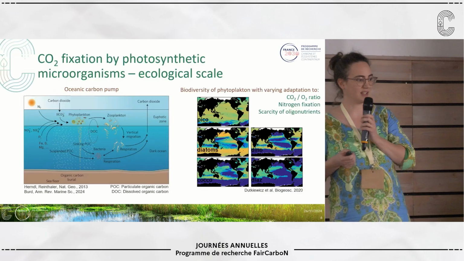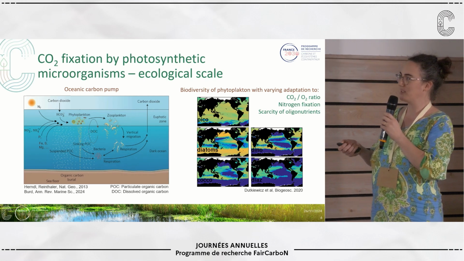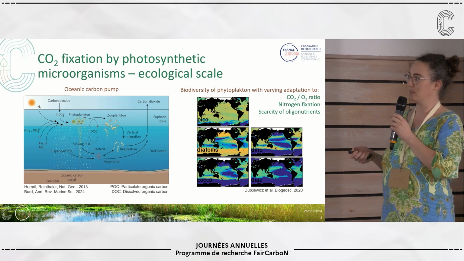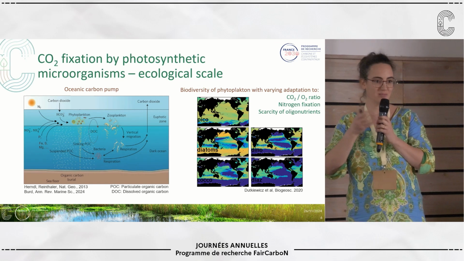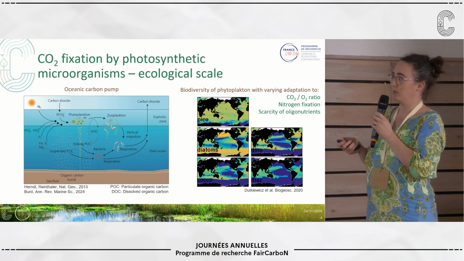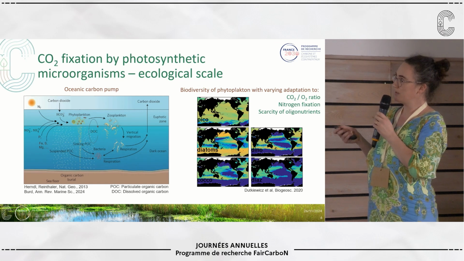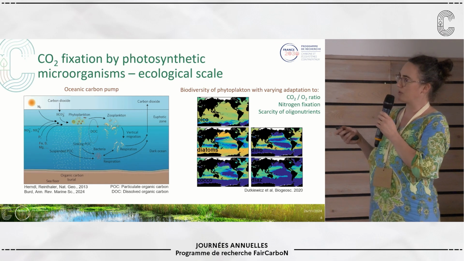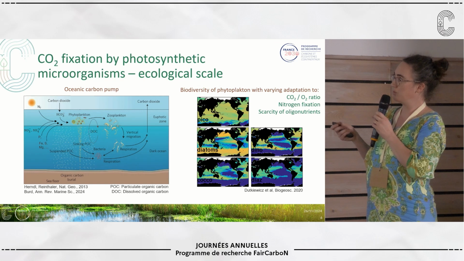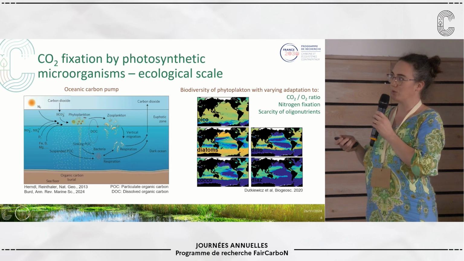So the context, as Zeni introduced, is the oceanic carbon pump, but this scheme can also be used for soil carbon pump. Photoautotrophic organisms are the primary producers, and they have to adapt to varying nutrients, of course, scarcity of oligonutrients, nitrogen sources, but also to varying CO2 to oxygen ratio. And this is peculiar for aquatic organisms, but also in the soil.